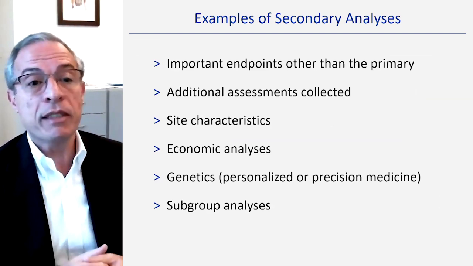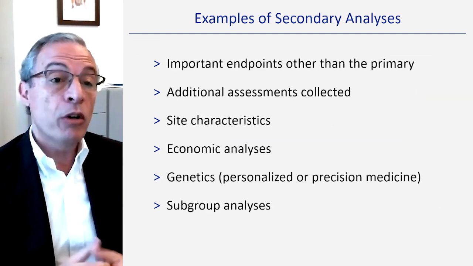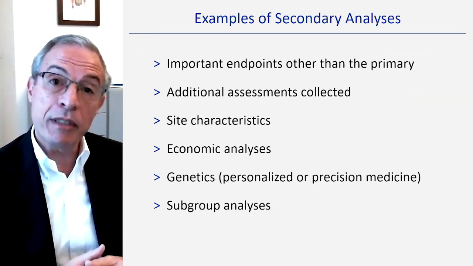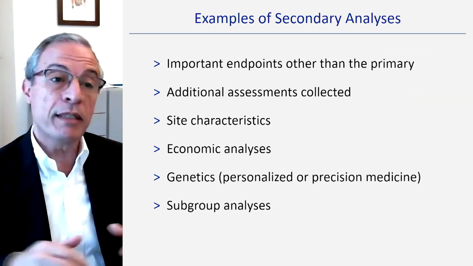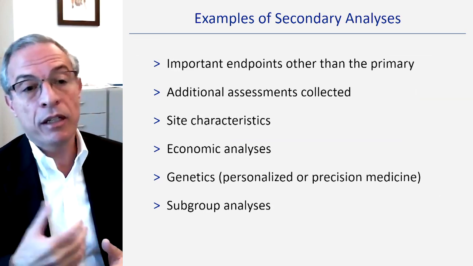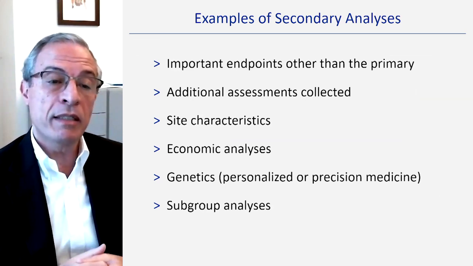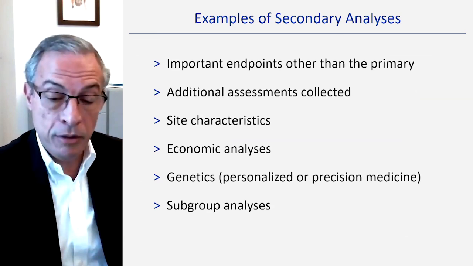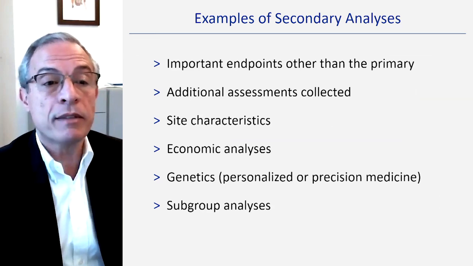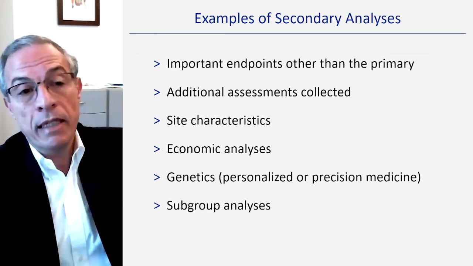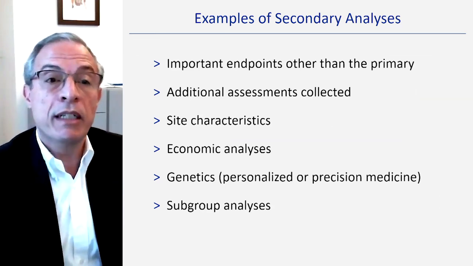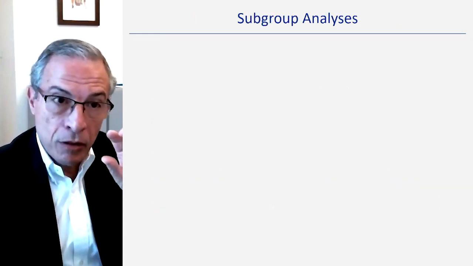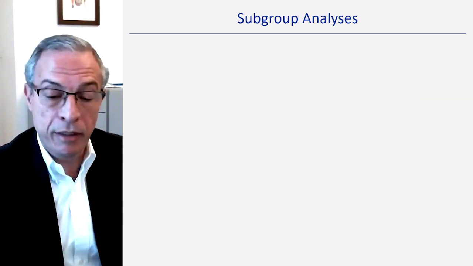You can use them as secondary analysis. Or additional assessments that you collected. Site characteristics: in a multi-site trial, you want to collect some site characteristics. Economic analysis, genetic studies, and subgroup analysis. And we're going to talk a little bit more on subgroup analysis. Subgroup analysis is part of secondary analysis, but it is a specific type of secondary analysis.